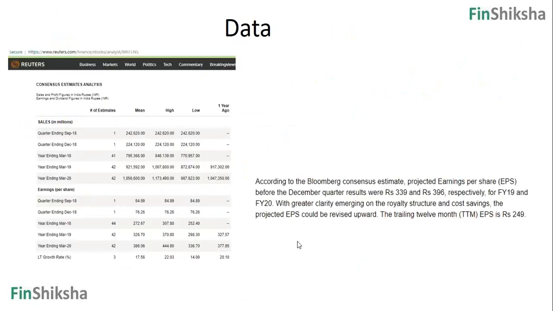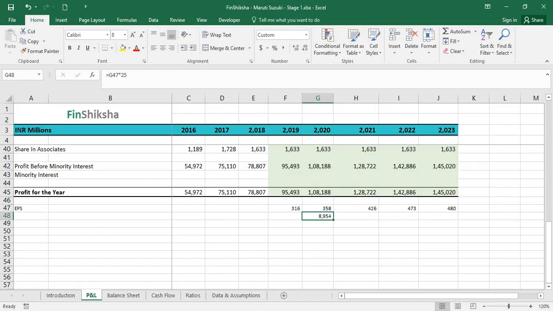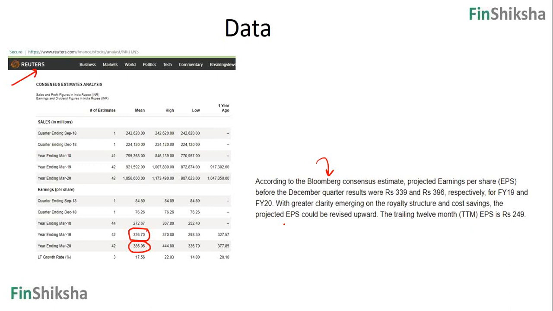If you want to elaborate and check, you can also do a simple Google search on consensus estimates for Maruti. And I've taken two of them, Reuters and Bloomberg. So look at EPS estimates, 326 and 386. In our calculation, we were getting 316 and 360, roughly thereabouts. There is obviously a range of estimates. So the lowest estimates are these and the highest estimates are these. This includes 42 analysts who have given this.